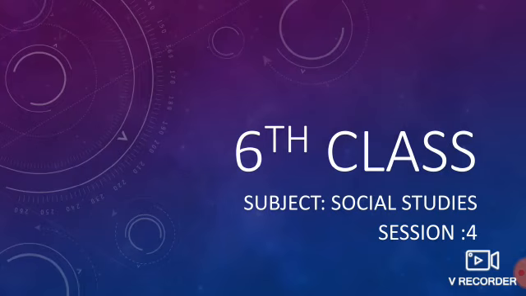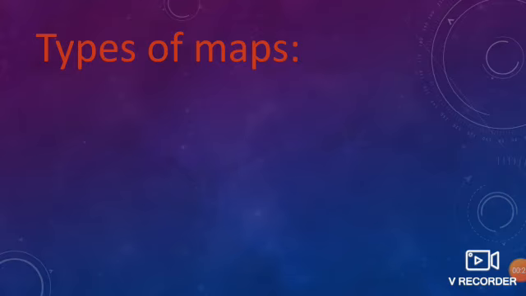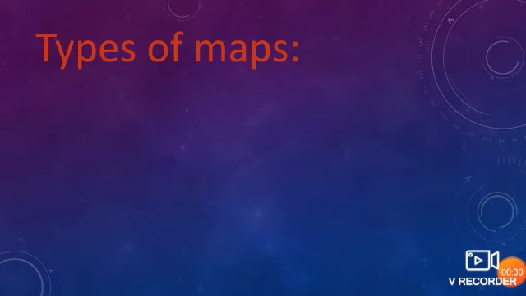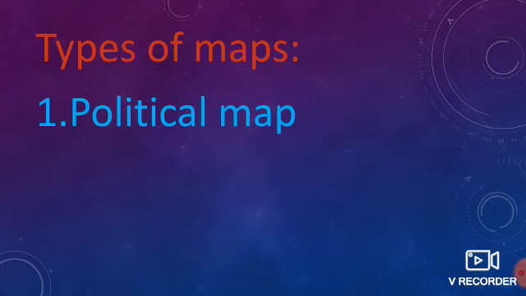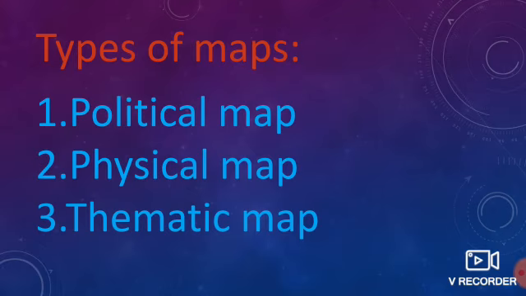In the last session we had discussed about components of maps. Today we are going to learn about types of maps. Now let's have a fun learning about types of maps. Basically we have three types of maps. They are political map, physical map and thematic map.